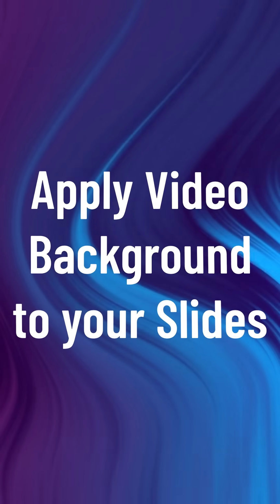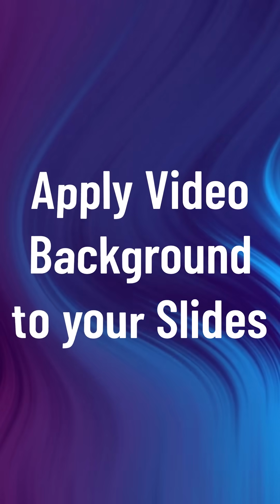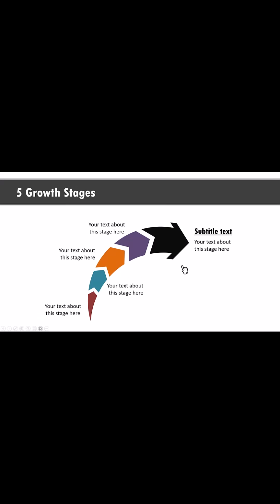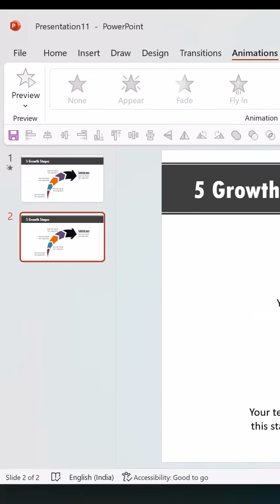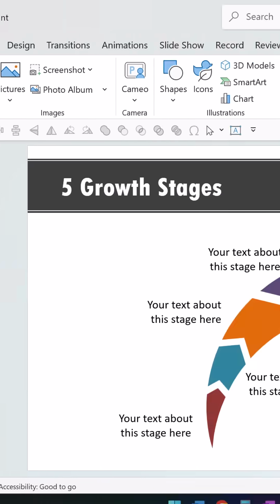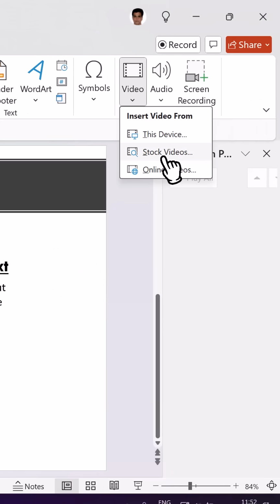How to apply video background to your PowerPoint slides. Let us say I have a slide like this, which doesn't have any animation. The first thing I need to do is to go to Insert, Video, and search for stock videos.